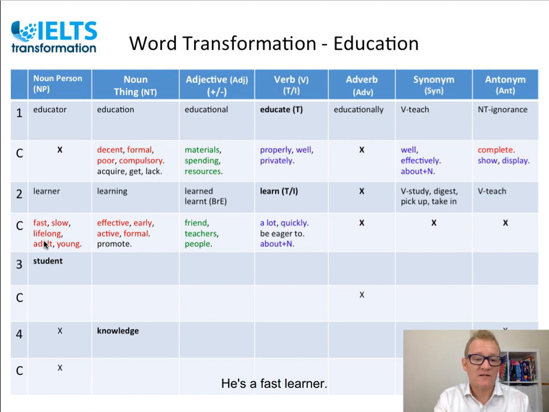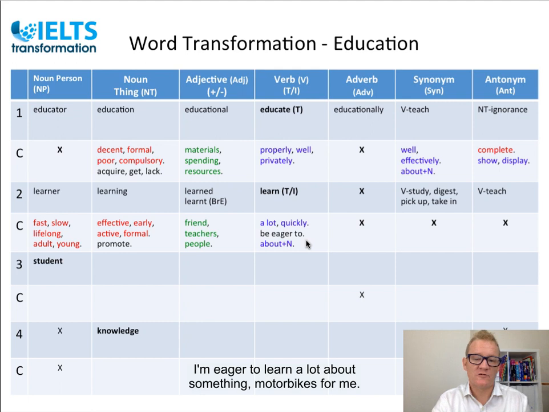He's a fast learner. I have been a lifelong learner. They promoted early learning. They promote effective learning. My learned friends. That's a legal collocation. We don't usually use it in education. It's illegal. My learned friends. My learned teachers. Learned people means educated people.